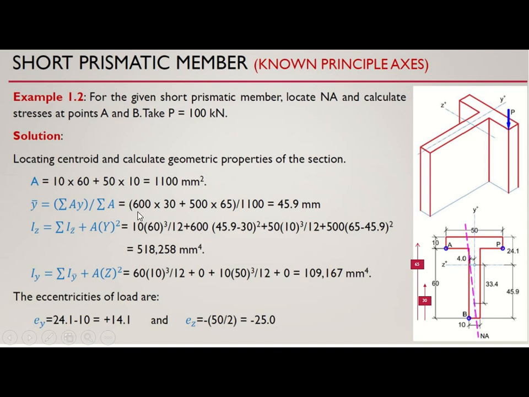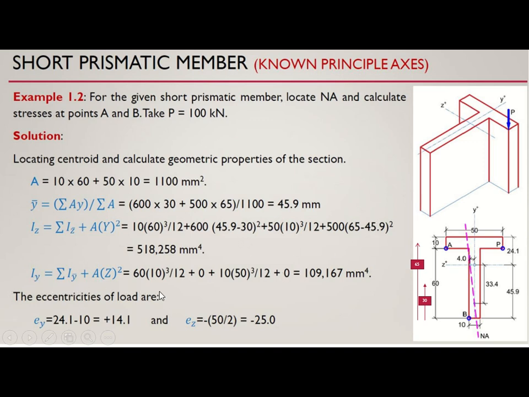600 is basically this one, times 45.9 minus 30 squared. 45.9 is basically your distance, and 30 is basically its center. So this is the distance from the center to the neutral axis of the body. 30 is the half, and 45.9, we know that we have divided this value. So same as this, the second value.